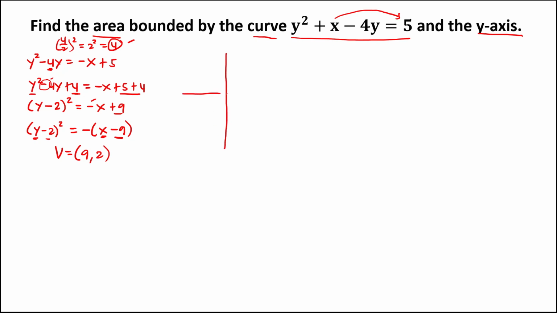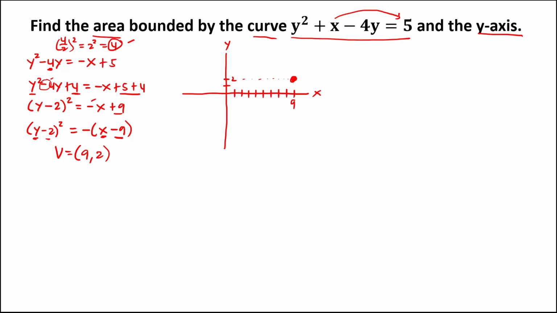So we have now in the graph, x is positive 9, so we have 1, 2, 3, 4, 5, 6, 7, 8, 9. Then y is positive 2, so we have positive 1, positive 2. Then you connect. So this is now the point of the vertex.